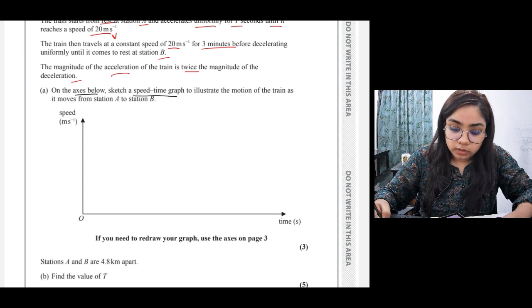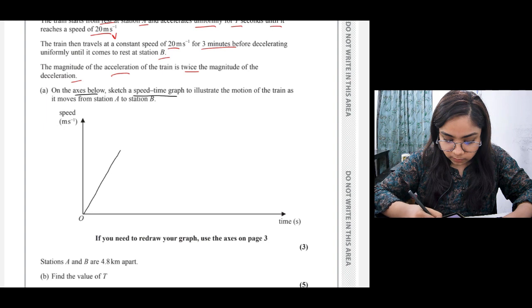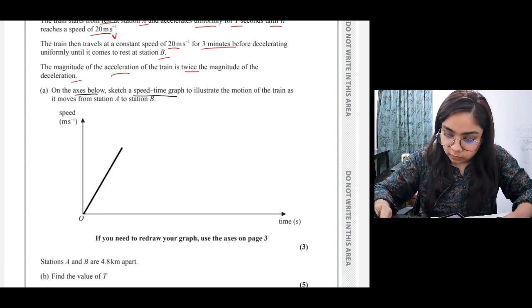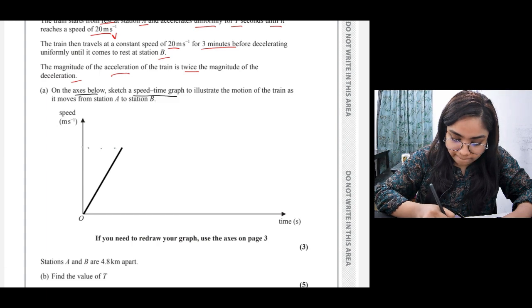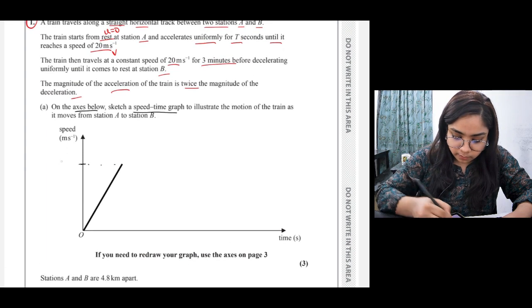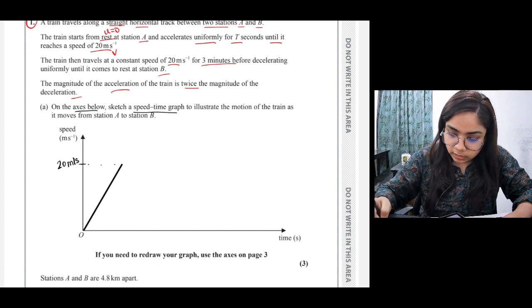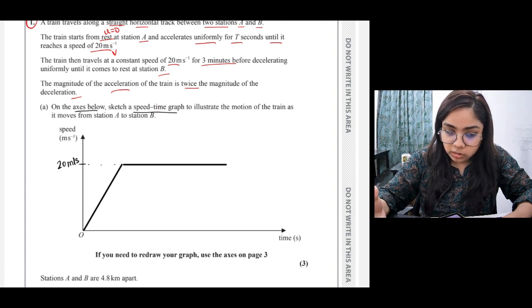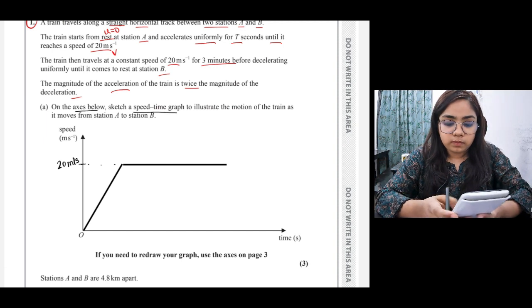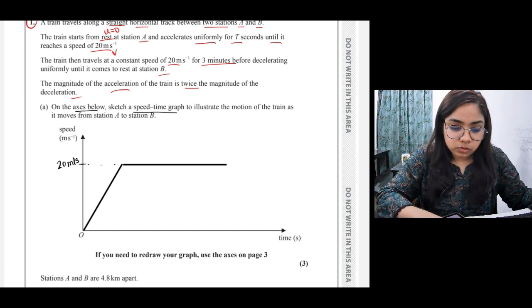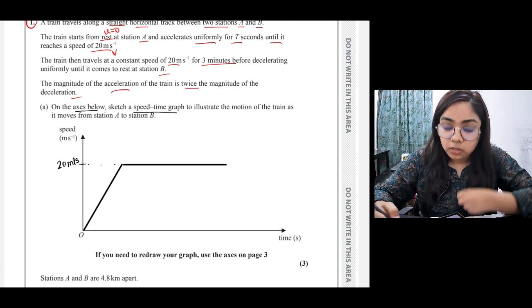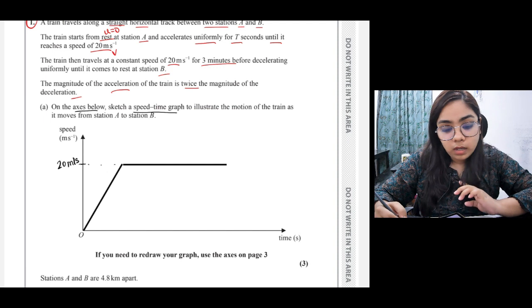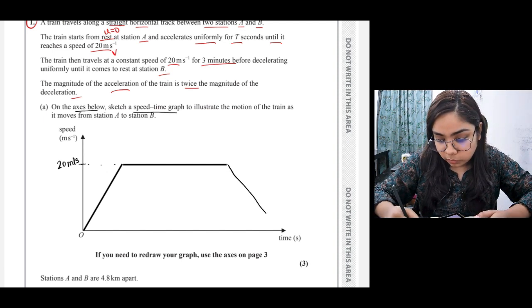We'll first draw the acceleration phase, where the train accelerates from 0 meters per second to 20 meters per second in T seconds. The final velocity reached after this was 20 meters per second. Then it continued at this speed for the rest of the 3 minutes, which is 3 times 60, that's 180 seconds. This speed of 20 meters per second was continued for the rest of the 180 seconds, and after that it obviously decelerates.